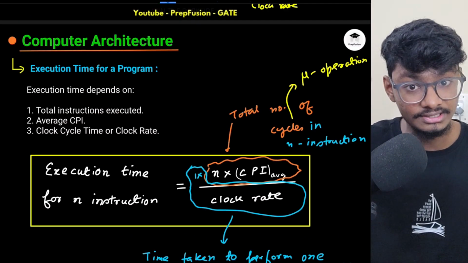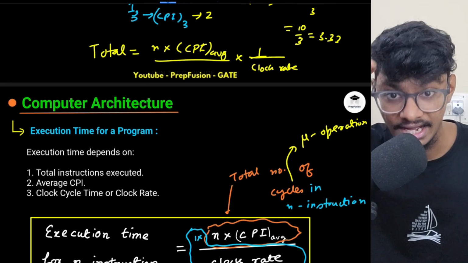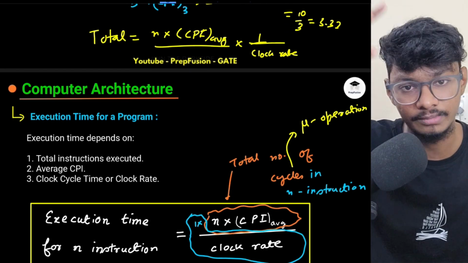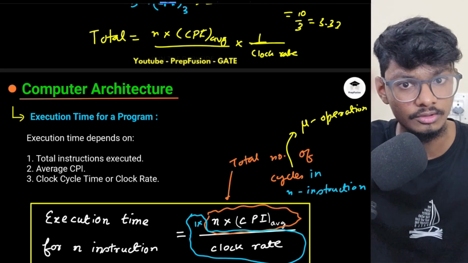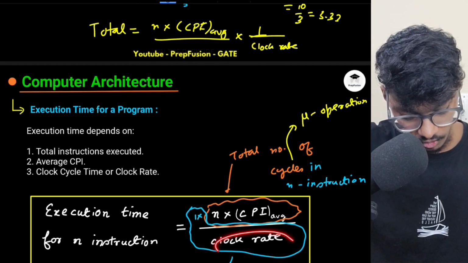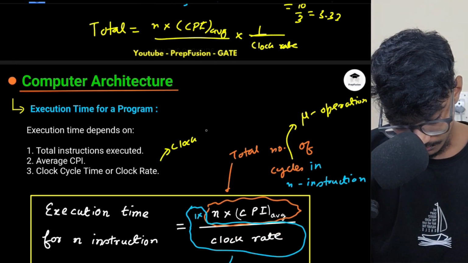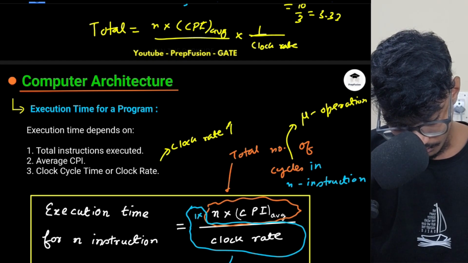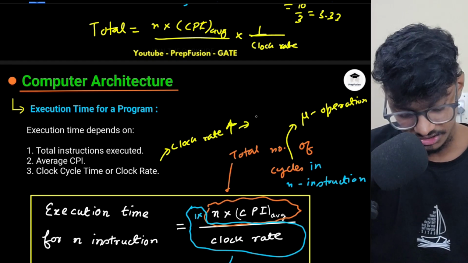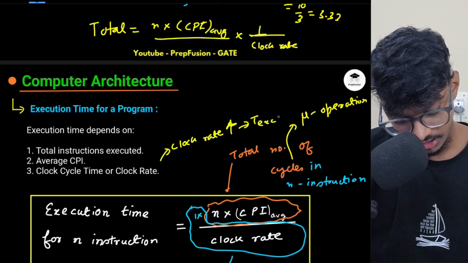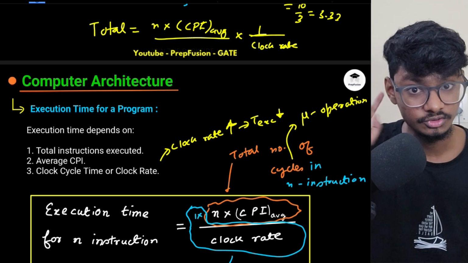So that's why we search for which processor has the highest clock rate: 2 gigahertz, we search for 5 gigahertz, 6 gigahertz. Why do we do that? Why do we look for bigger numbers? As the clock rate is higher, the execution time of each instruction, T execution, will be lower. So that is why we look for it.